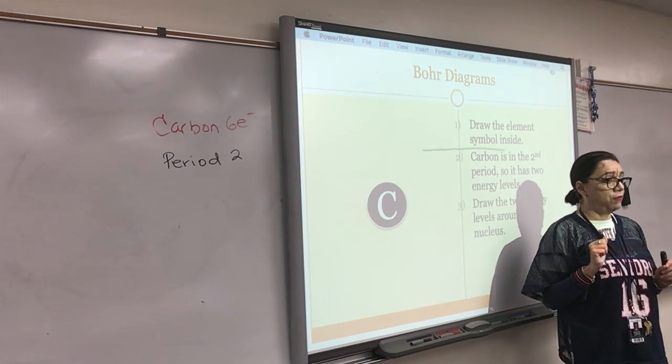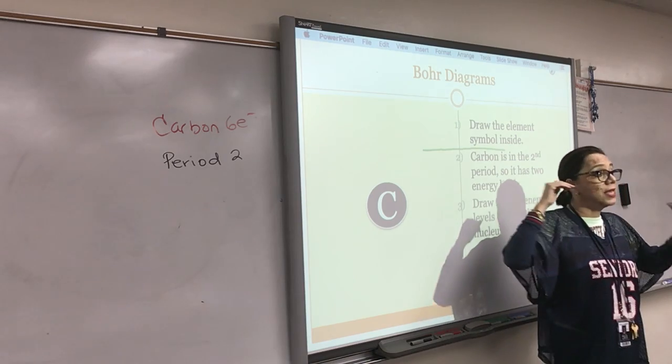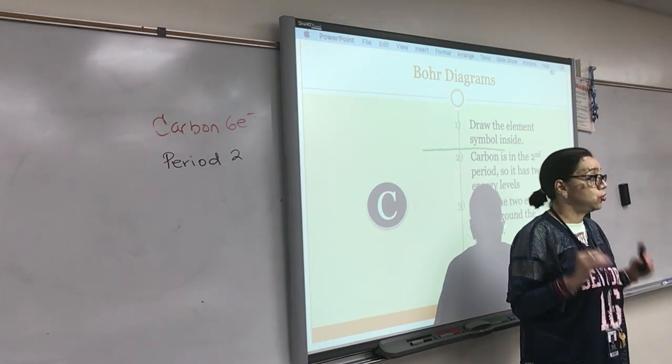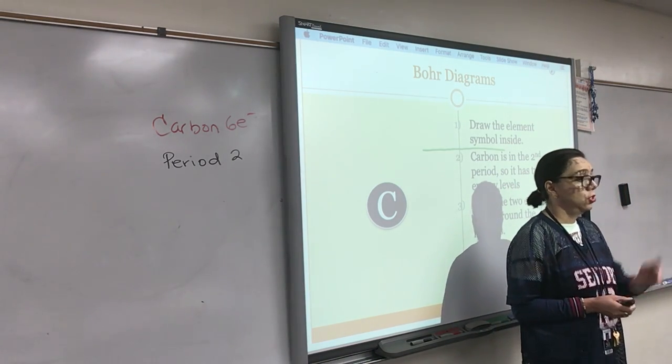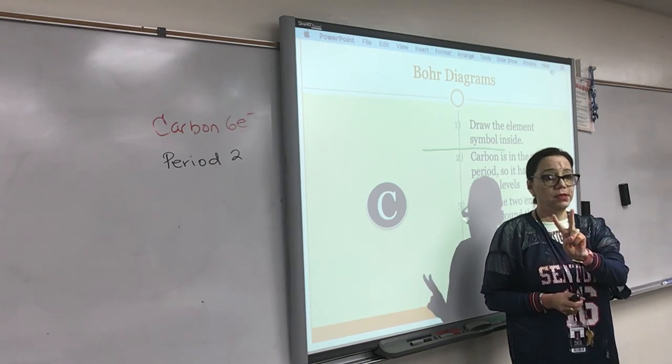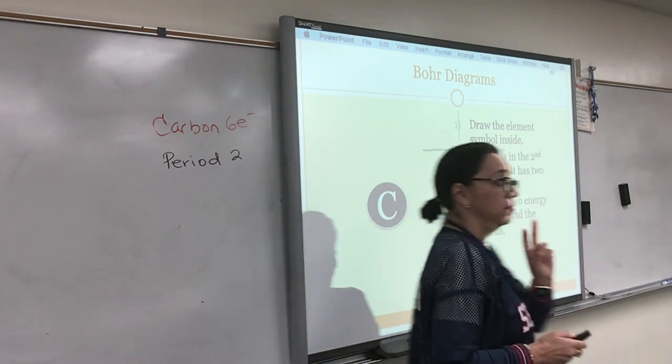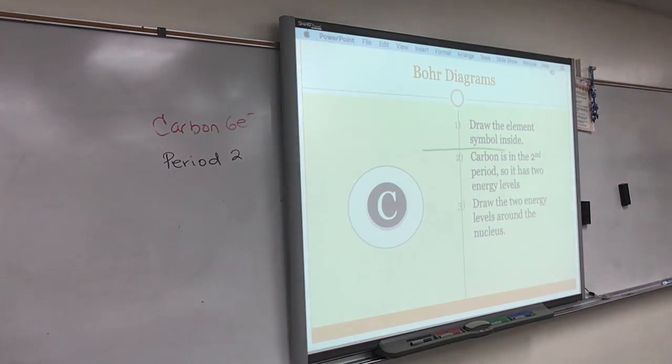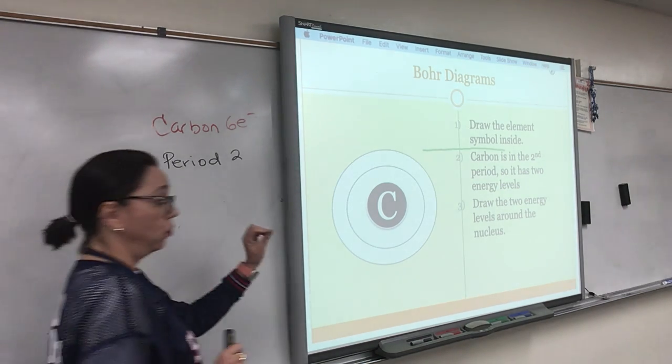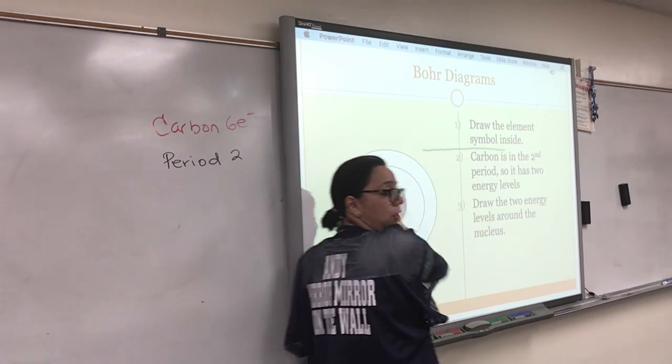We're drawing the symbol for carbon. How many energy levels am I drawing and why? 2. Why 2? Because it's in the second period. So here we go, 1, 2. Up to there, are we clear? Okay, do it. Write it down now on your paper. You're going to draw the symbol and then 2 energy levels.